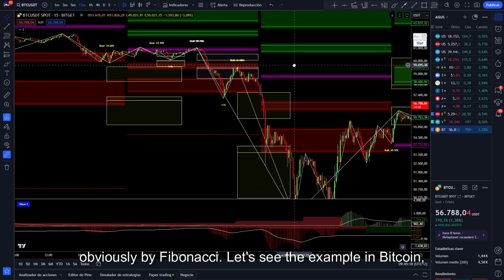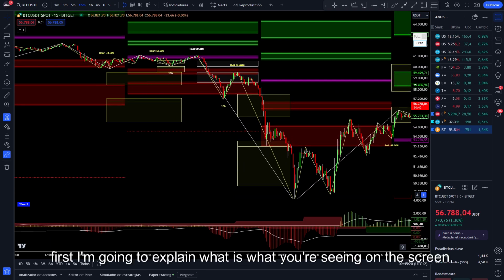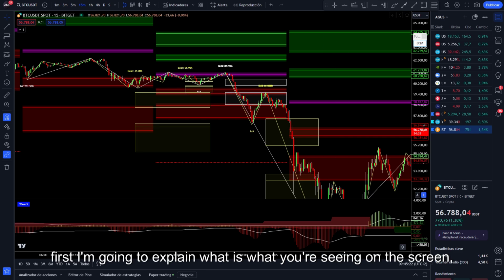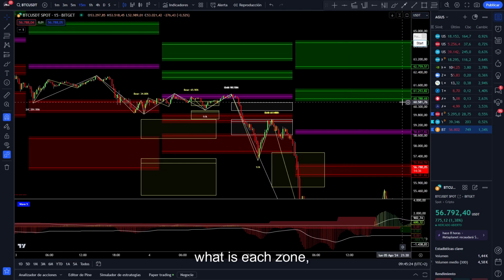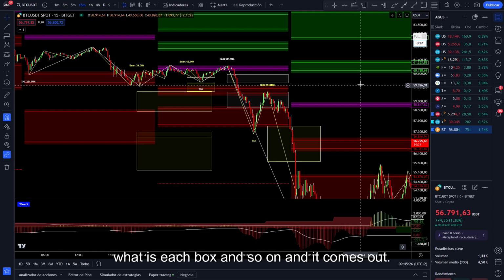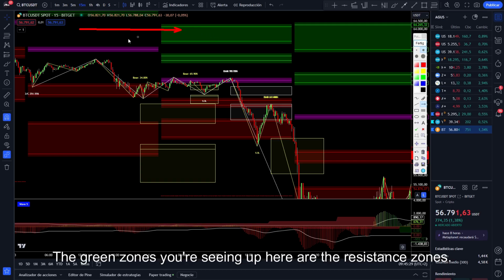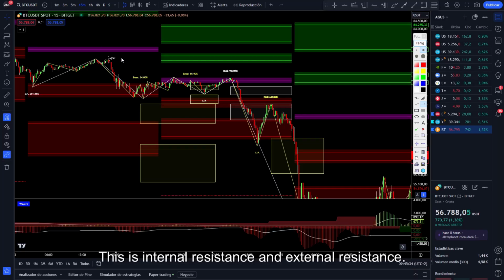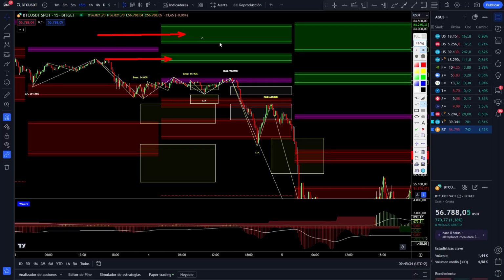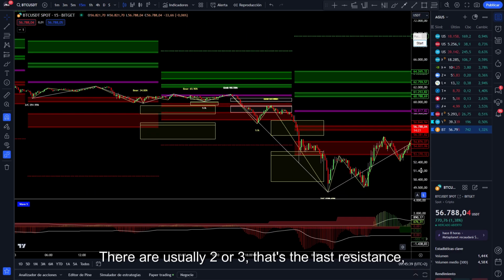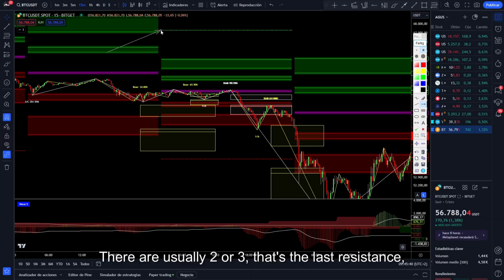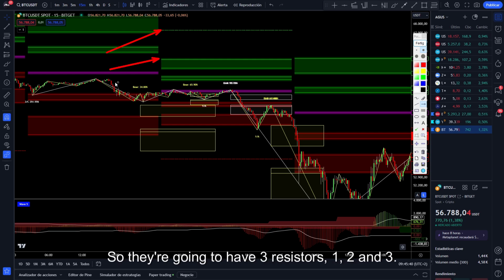Let's see the example in Bitcoin, but first I'm going to explain what you're seeing on the screen, what each zone is, what each box is, and so on. Then we move on to the explanation. The green zones you're seeing up here are the resistance zones. This is internal resistance and external resistance. There are usually two or three. That's the last resistance, the one that's dotted up here. So they're going to have three resistances, 1, 2, and 3.